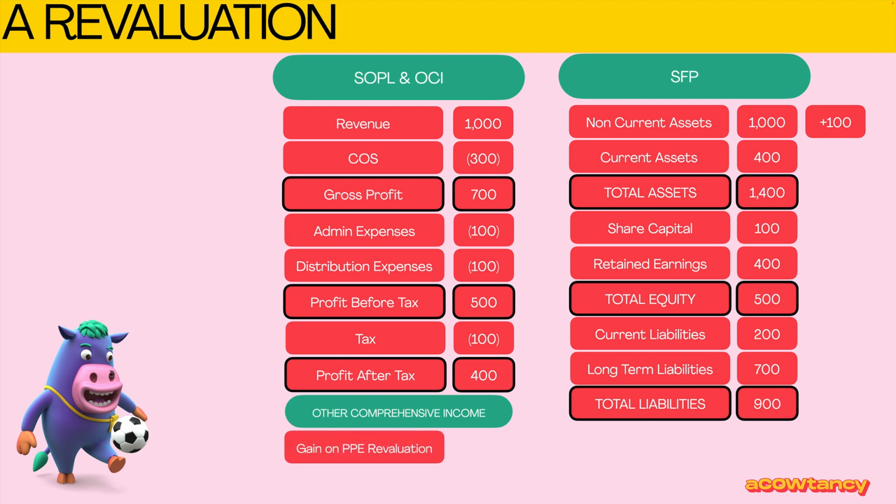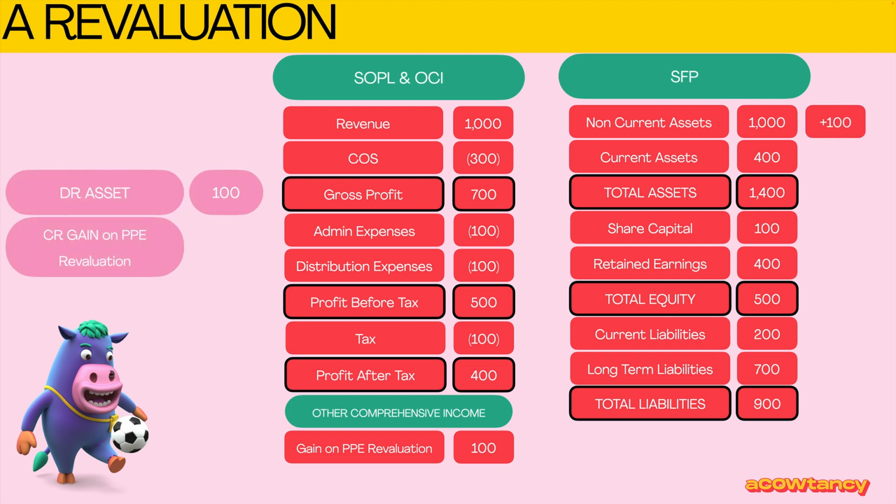You put that gain on revaluation to other comprehensive income, because it's not something that you do on an operating basis. That's not what you do. It's just that you have followed the revaluation policy, so you put it separately in the OCI. So far, so good. Debit asset 100. Credit gain on PPE revaluation, which is in OCI, 100. And you're happy, or so you think.